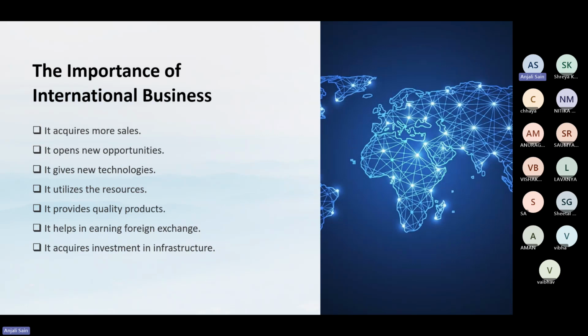Second, it opens new opportunities, which means that if I'm doing a trade in India, and I go trade in Nepal, then this will give me more opportunities in the form of the new market that I can explore. And that market may have different demands, because of which I can also diversify my products to cater to that new market.